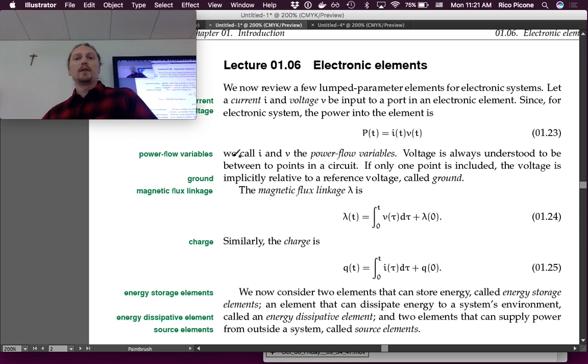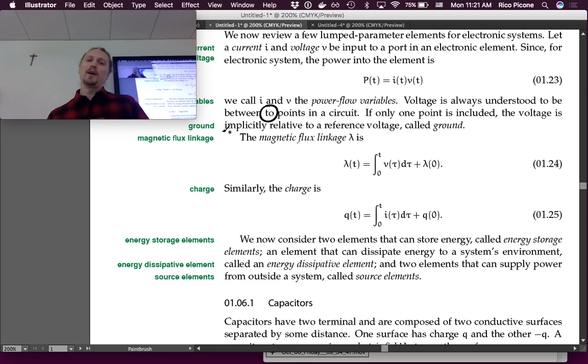The current and the voltage, I and V, are the power flow variables, so if you take the product of them, you get the power into a system element. Voltage is always understood to be between 2 points in a circuit. If only 1 point is included, the voltage is implicitly relative to a reference voltage called ground. The magnetic flux linkage, lambda, is the integral of the voltage. The charge is the integral of the current.